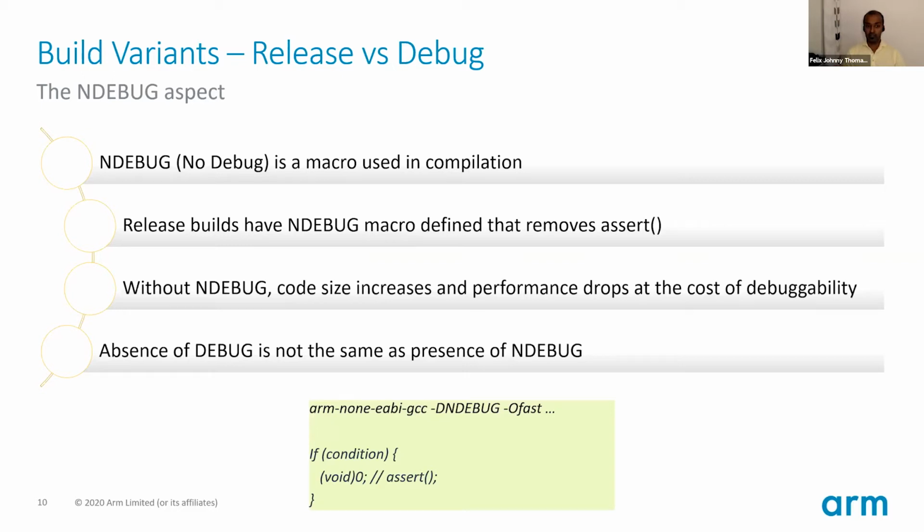And one other thing is the absence of debug is not the same as the presence of NDEBUG. I've fallen prey to this. When I look at the compilation line, I see that there's no debug specified, and I think, oh, this is great, it's not a debug build, but your asserts would still be active in that case. So you have to be careful to make sure that you have NDEBUG specified in your compilation line.